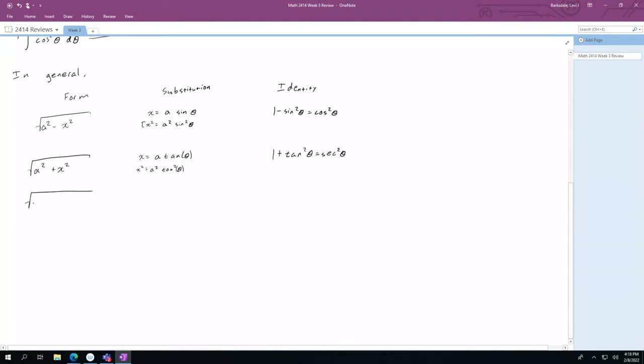And finally, if instead we have x squared minus a squared, well, we're going to want to make the substitution x equals a secant theta, or x squared is equal to a squared secant squared theta. And the identity is simply what happens if we subtract 1 from each side of this identity. So these are the 3 forms you might see for trig substitution problems, and then the 3 different identities you'll want to use, as well as the different substitutions.